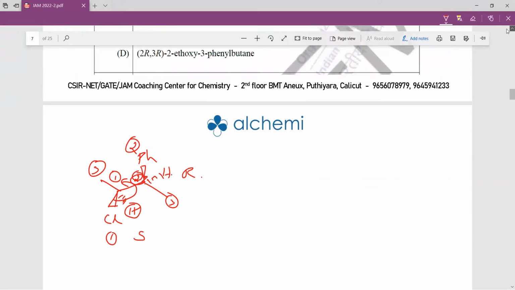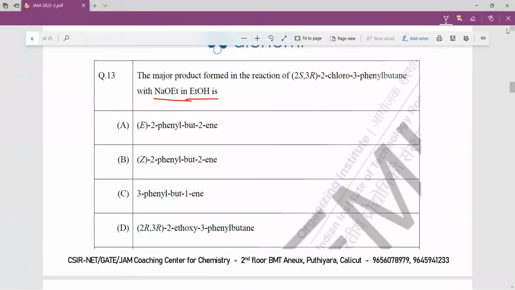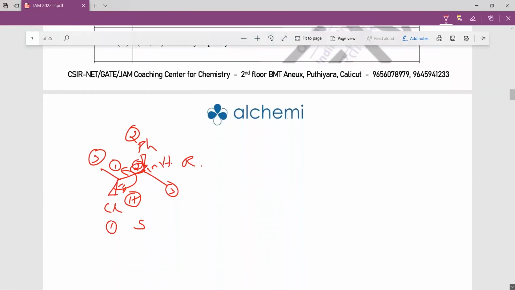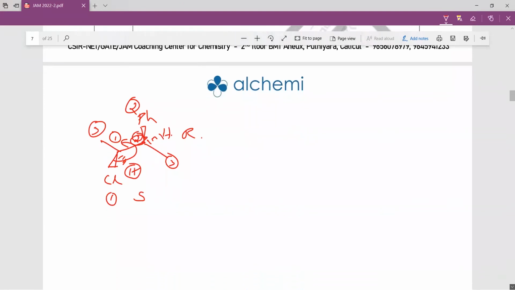What is the question given? 2S,3R. So this is our molecule.